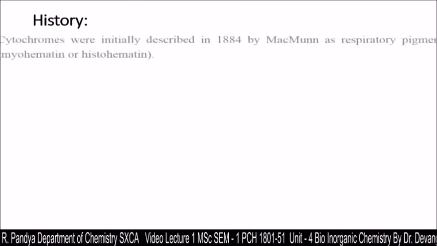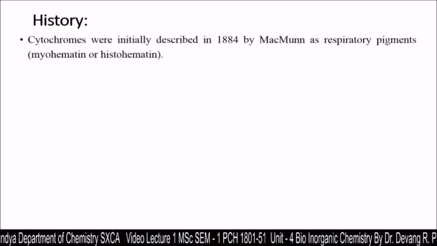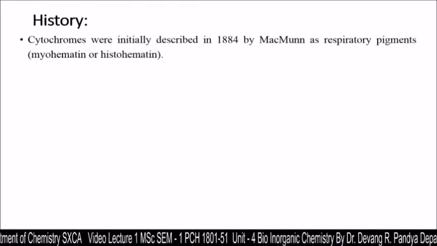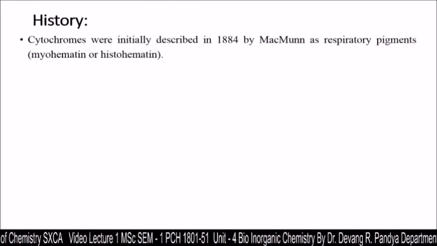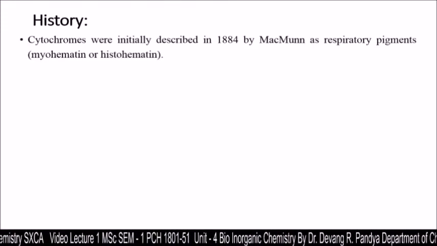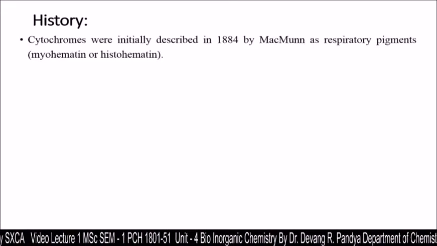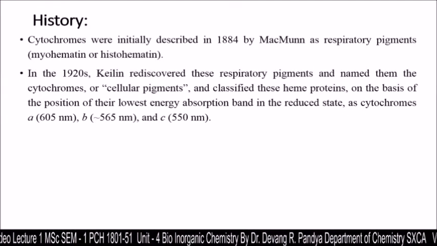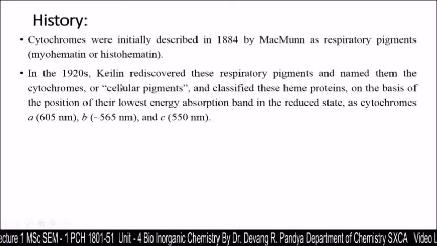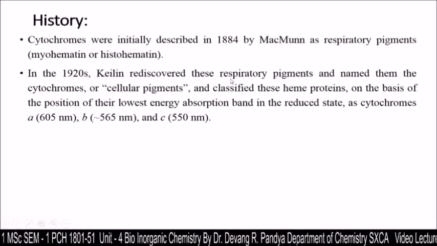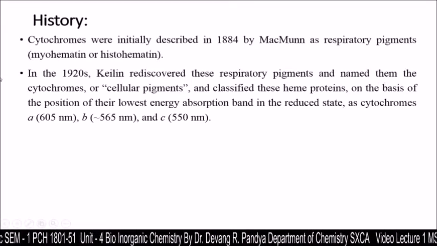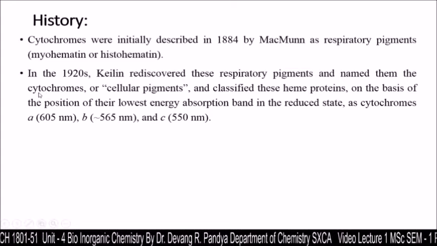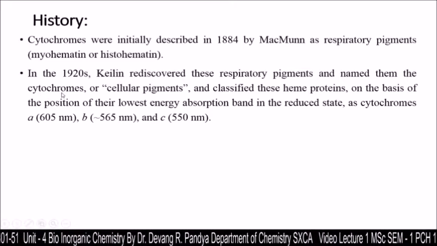History of cytochrome. Cytochromes were initially described in 1884 by MacMunn as respiratory pigments, myohematin or histohematin. In the 1920s, Keilin rediscovered these respiratory pigments and named them the cytochromes. Cyto, that is cell-related, cellular, and chroma, that is color.